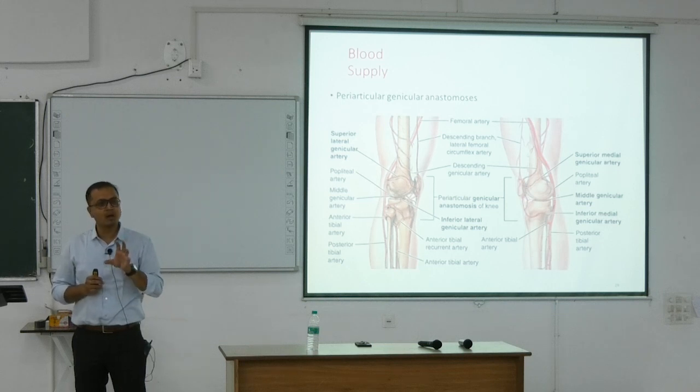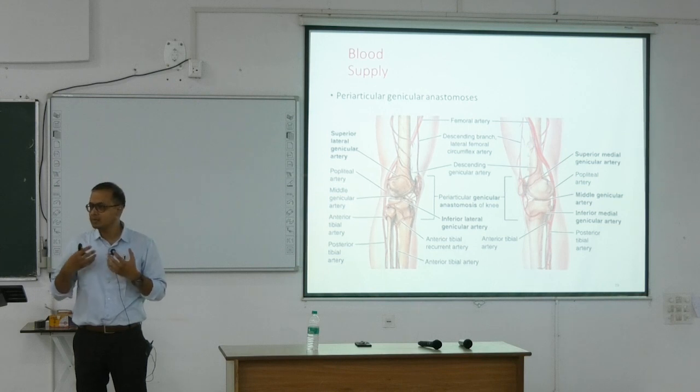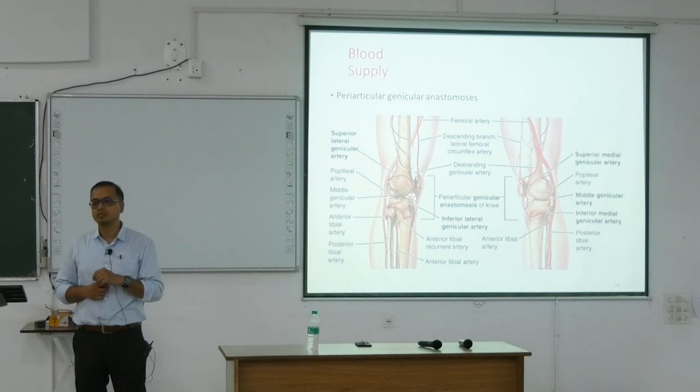These collateral branches around the knee joint join with each other and make a plexus. We call this plexus an anastomosis, and this anastomosis is formed strictly by branches of the arteries.